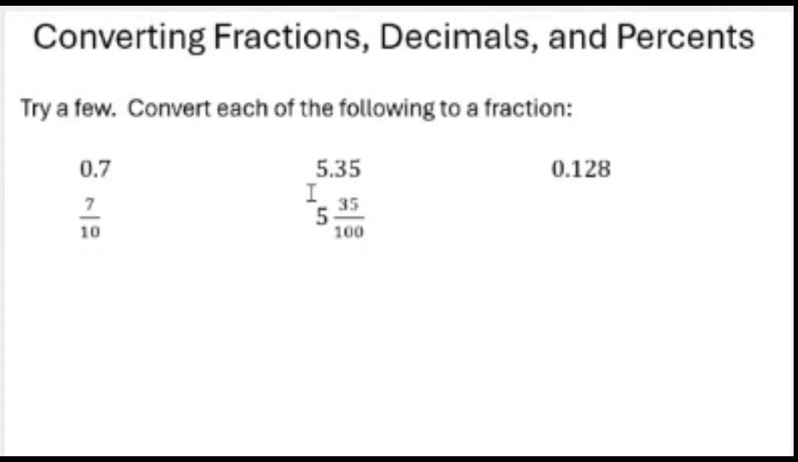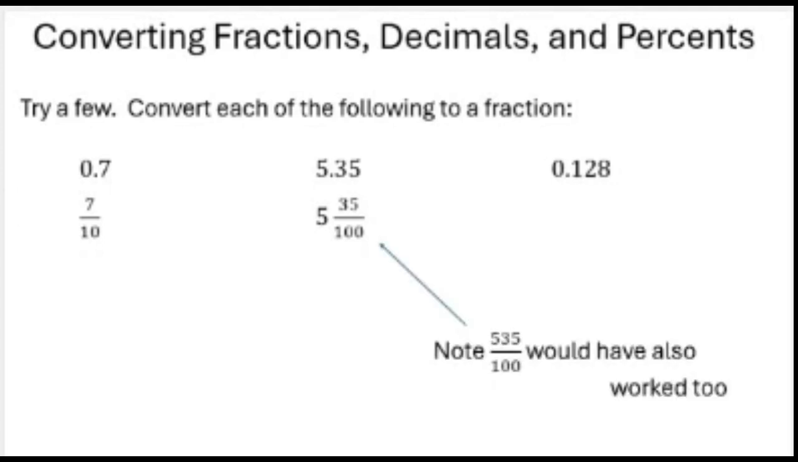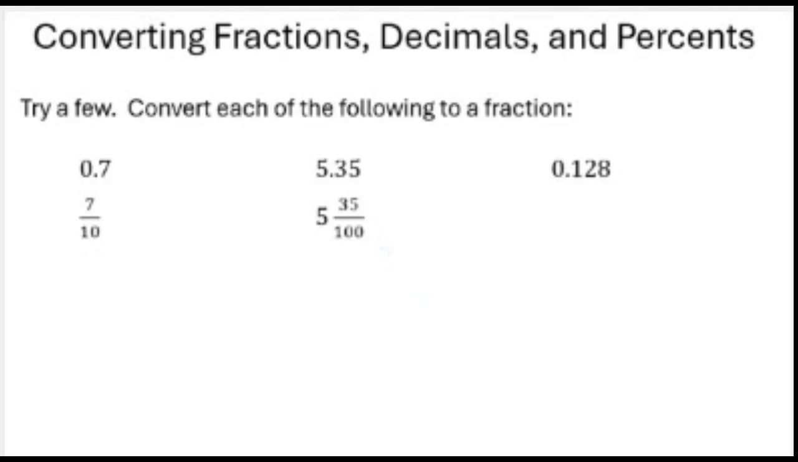So this is 5 and 35 hundredths. Now, if you like it better, you could also call that 535 over 100. That would also be the same thing. But I think 5 and 35 hundredths is a little easier. The reducing is easier as well. So we have 5 and 2 decimal places, 35 hundredths.